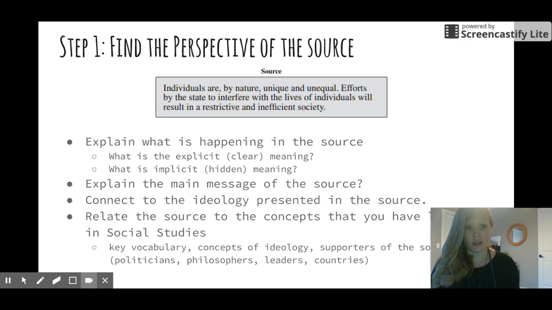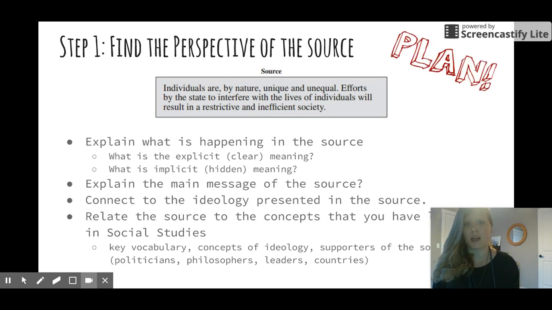Here's what you need to do. First, you need to go over the explicit meaning. What does it say? What do you see in that source? Next, you need to go over the implicit meaning, which is what's hidden in there. What is the author trying to tell you? Then you need to explain the message of the source, connect to the ideology presented in the source, then relate it back to concepts that you have learned. So relate it back to that evidence. That includes key vocabulary, concepts of ideologies, and supporters of the source. So what politicians, philosophers, leaders, countries would agree with this source.